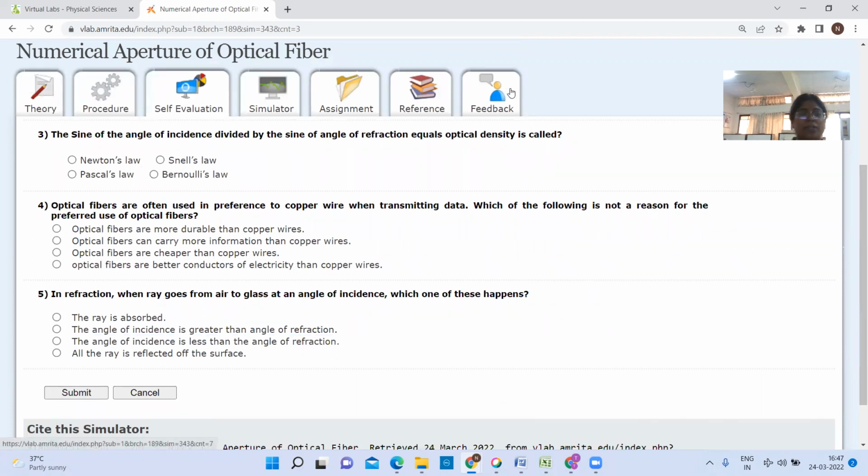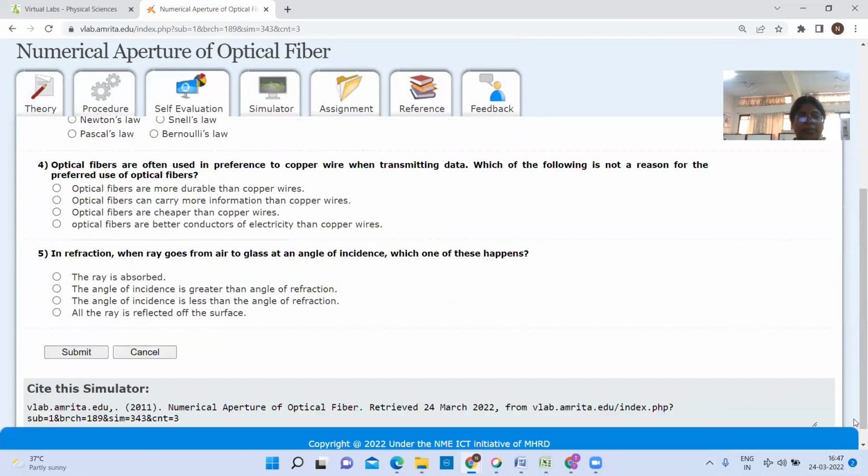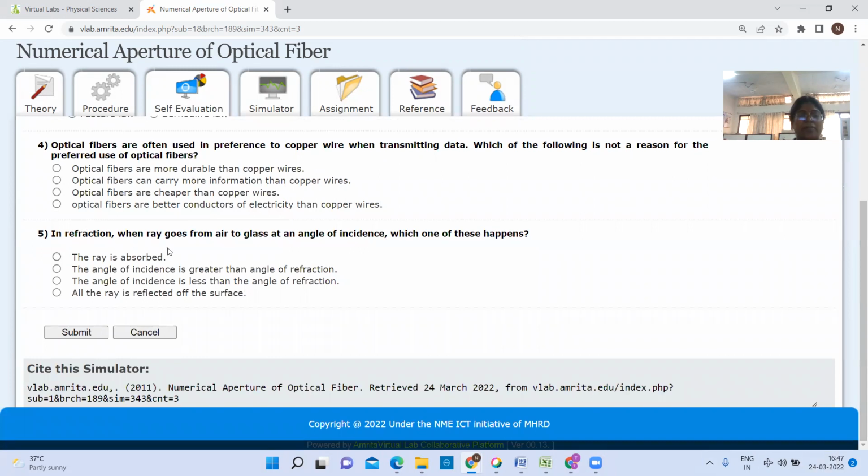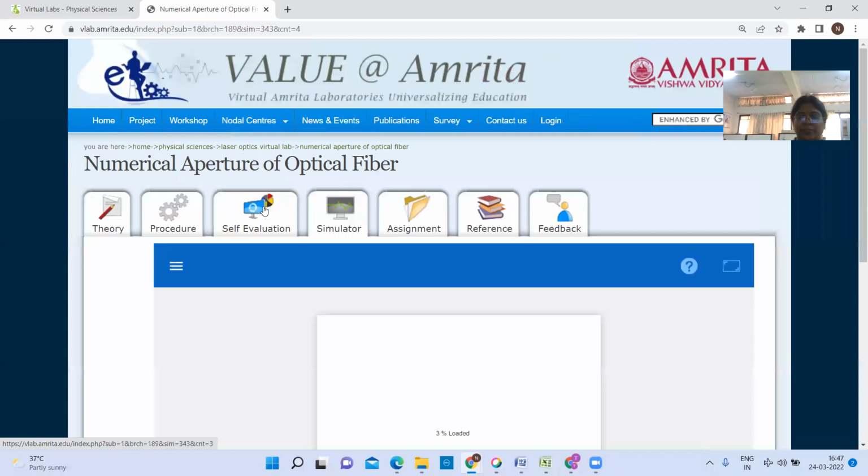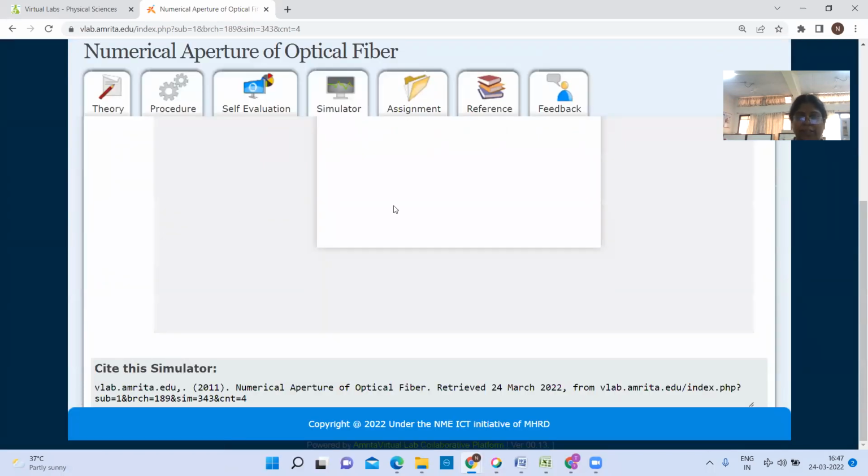Optical fibers are often used in preference to copper wire when transmitting data. Which of the following is not a reason for the preferred use of optical fiber? So that we will see whatever are the MCQs. In refraction, when the ray goes from air to glass at angle of incidence, what happens? So then it is refracted in the core, like that it is given. Self-evaluation. Then it is simulator. So simulation it is given.